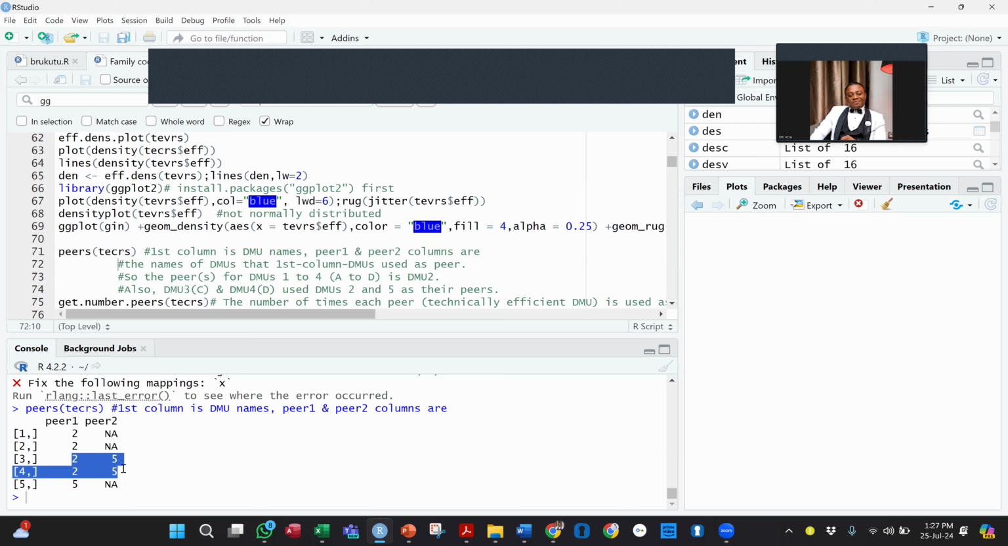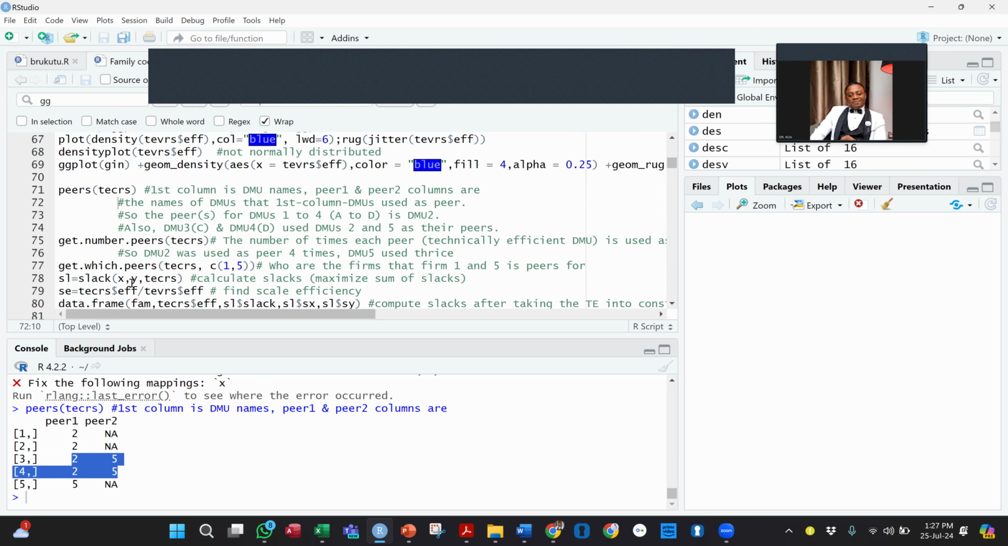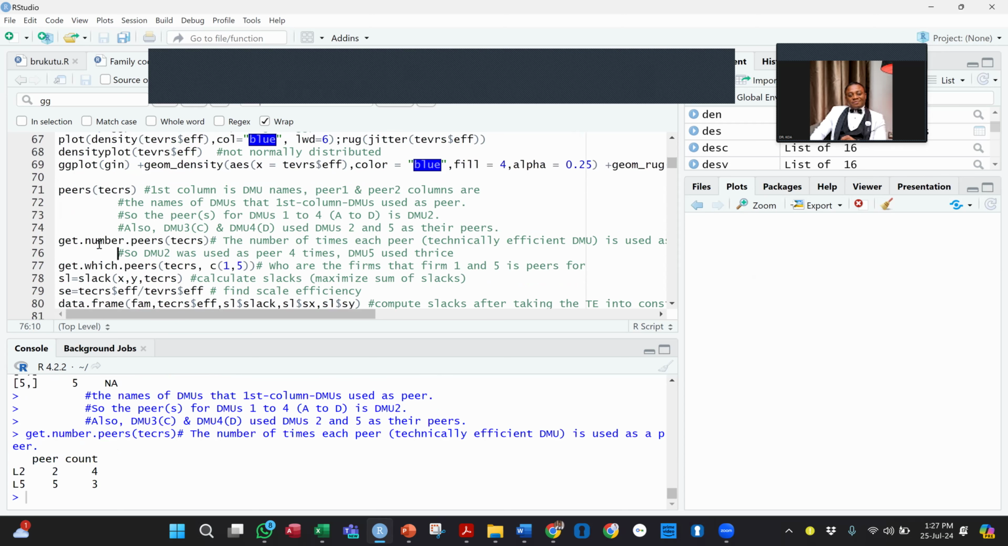DME3 and 4 used 2 and 5 as their peers. And you will only be used as a peer if you are an efficient firm without slacks. So that is it. Then this next command talks about the number of peers. So how many times, which firms were used as peers? DME2 and 5. Remember, they were efficient. DME2 was used 4 times as a peer, and DME5 was used 3 times as a peer.